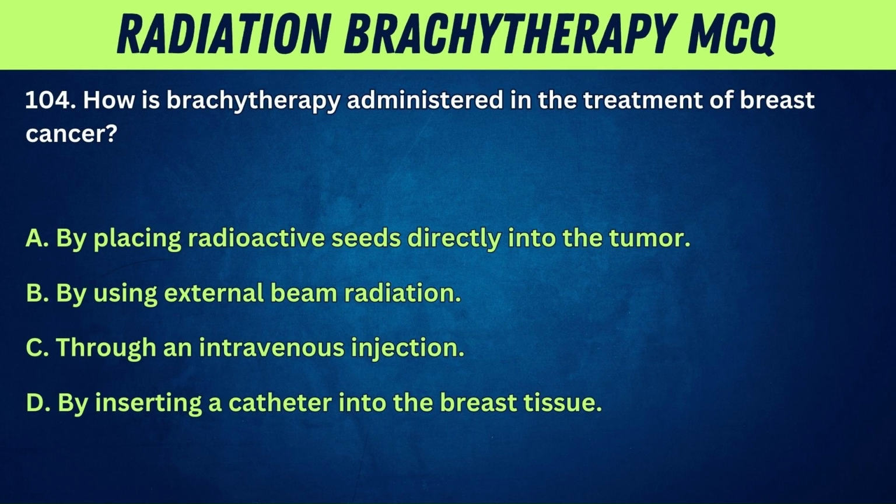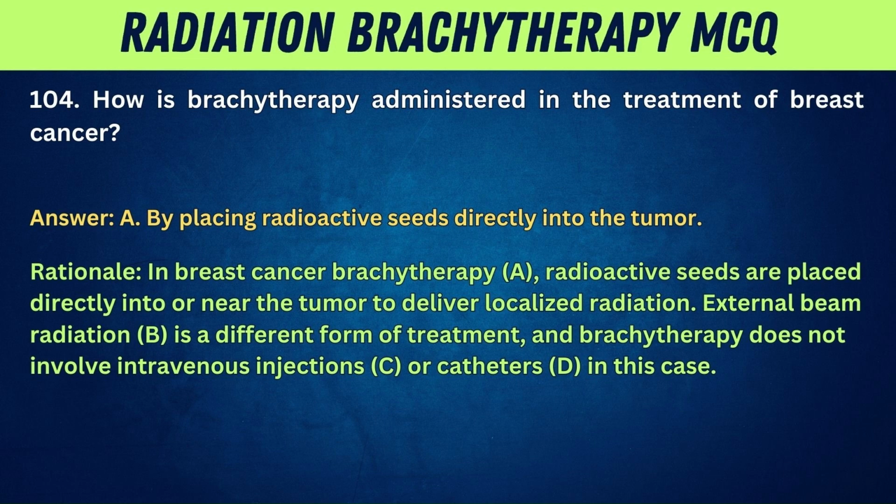104. How is brachytherapy administered in the treatment of breast cancer? A. By placing radioactive seeds directly into the tumor. B. By using external beam radiation. C. Through an intravenous injection. D. By inserting a catheter into the breast tissue. Answer: A. By placing radioactive seeds directly into the tumor. Rationale: In breast cancer brachytherapy (A), radioactive seeds are placed directly into or near the tumor to deliver localized radiation. External beam radiation (B) is a different form of treatment, and brachytherapy does not involve intravenous injections (C) or catheters (D) in this case.